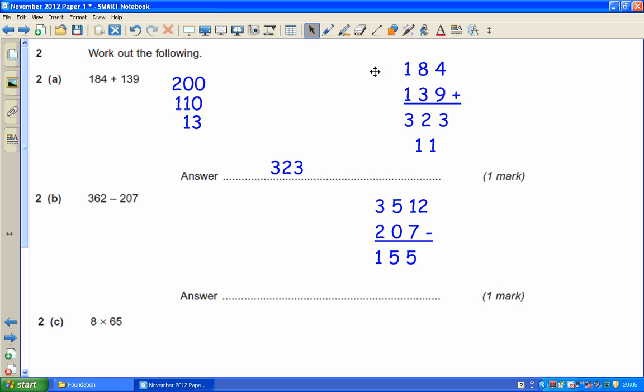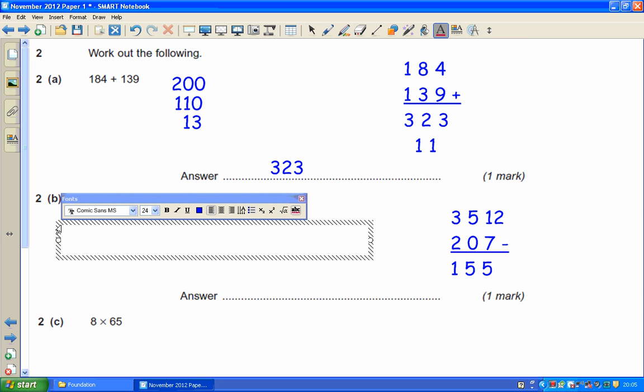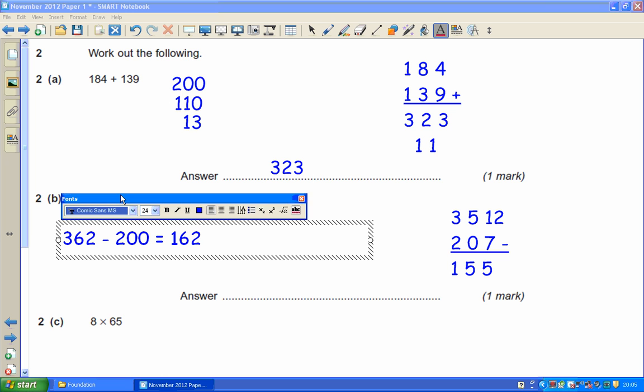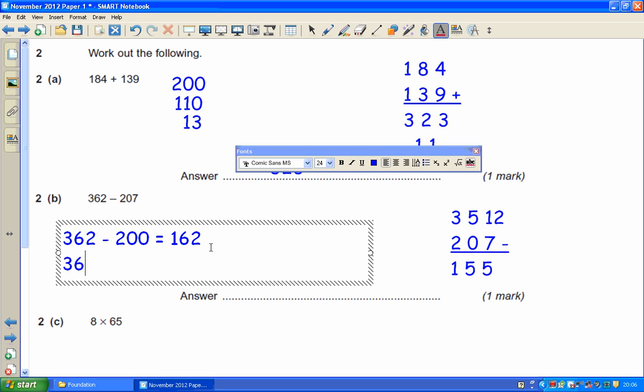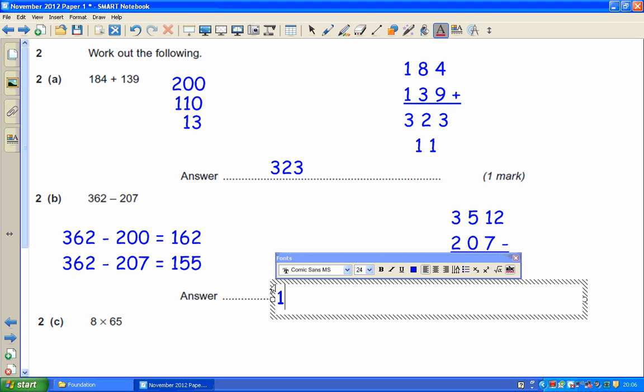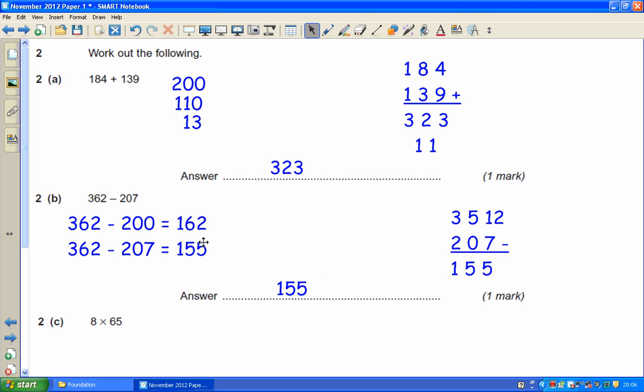I guess if you don't like doing that, you could say, well, 362 minus 200 is 162. So 362 minus 207 will be another 7 less than that, which is 155. There are lots of different ways of doing it, but 155 is your answer.